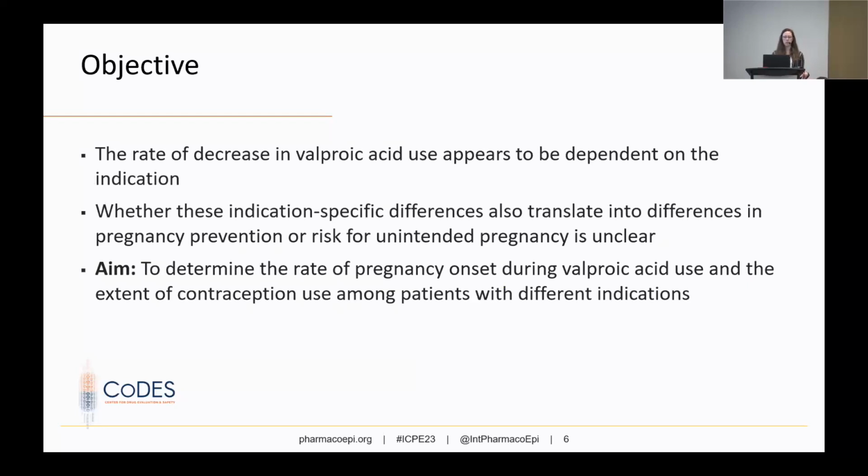Because we saw this decrease based on indication in the general women of childbearing age cohort, we wanted to see whether there is also a difference in whether or not pregnancy occurs in these patients. So the aim of our study here is to determine the rate of pregnancy onset during valproic acid use, as well as the extent of contraception use within that population.